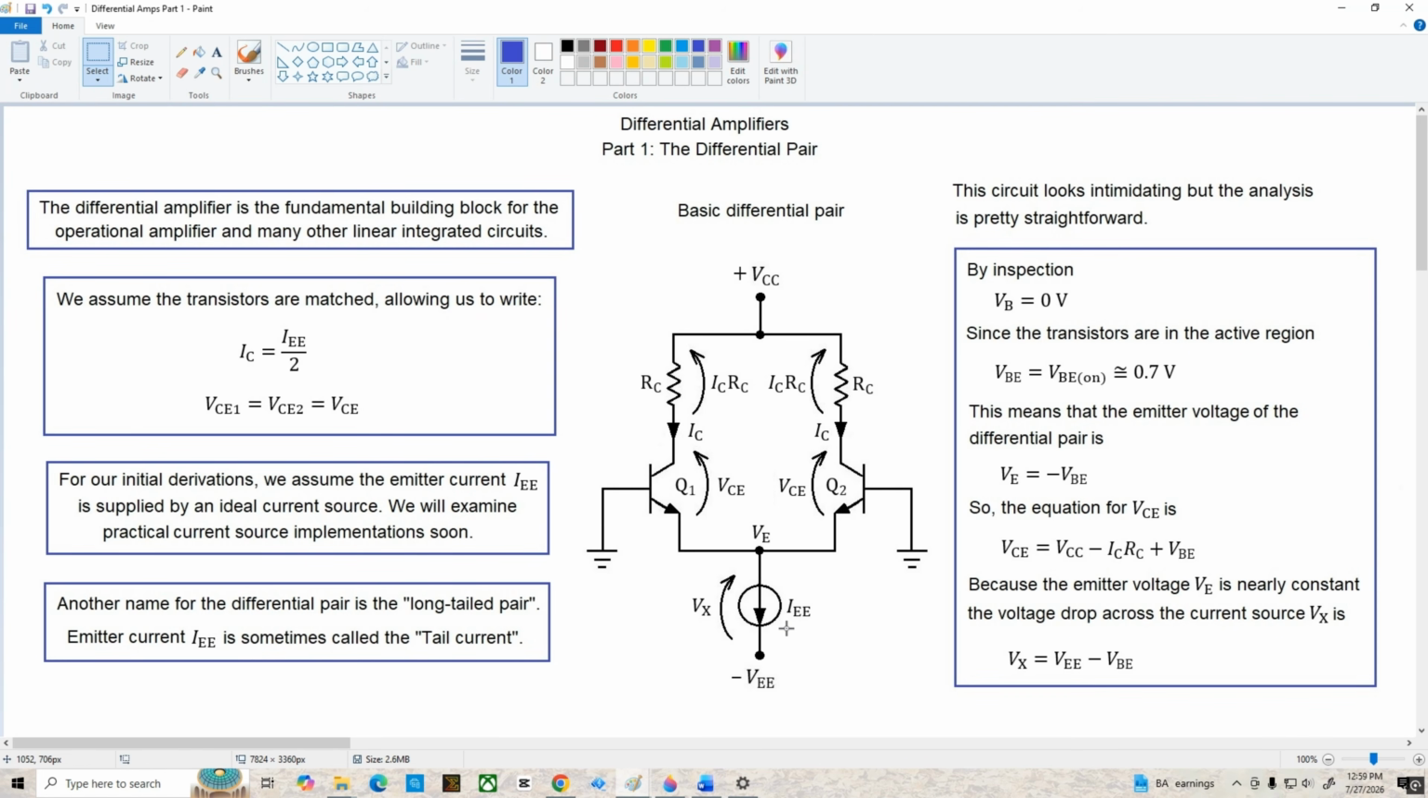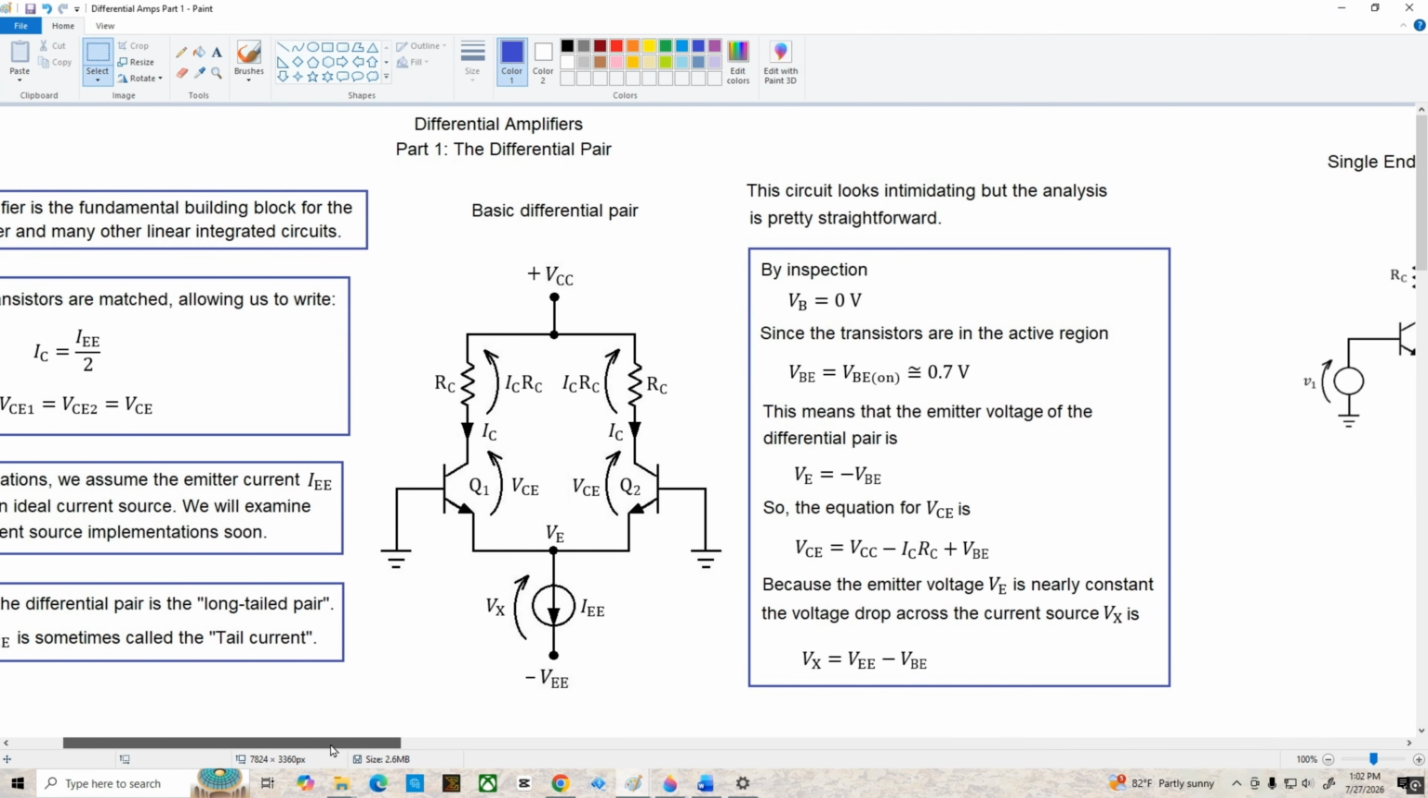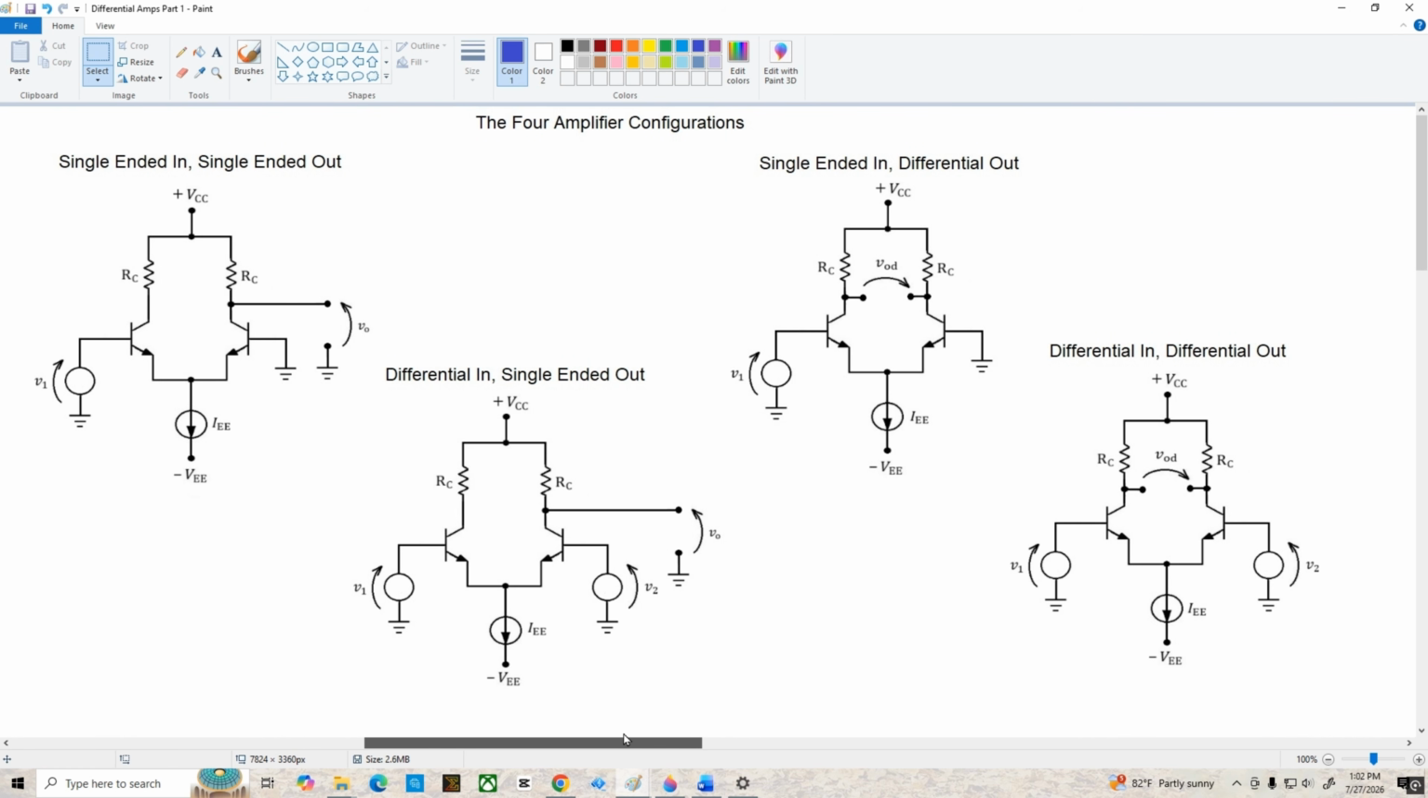What we're going to do next is look at the different ways we can configure the differential pair to create differential amplifiers. But before we do that, I don't want to forget to mention that sometimes the differential pair is called a long-tailed pair, and we could call this current source down here the tail current. Okay, let's go take a look at the ways we can use this circuit as an amplifier.